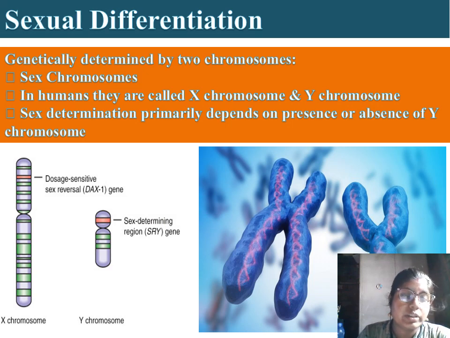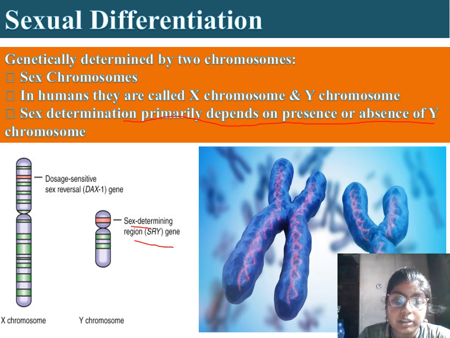Then comes sexual differentiation. In sexual differentiation, sex is genetically determined by two chromosomes: in males, X and Y are present, and in females only X is present. So sex determination primarily depends on the presence or absence of the Y chromosome. In males, the SRY region, the sex determining region, is present on the Y chromosome. When a Y sperm fertilizes the X chromosome of the female, the embryo will be male, and when an X sperm fertilizes the X chromosome of the female, it will be female.